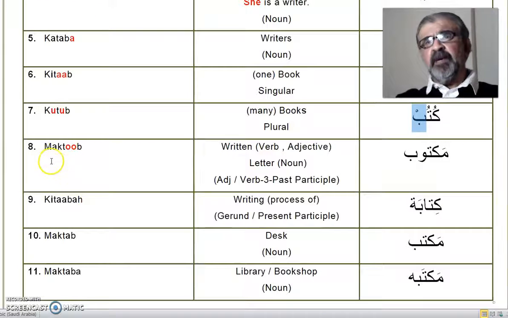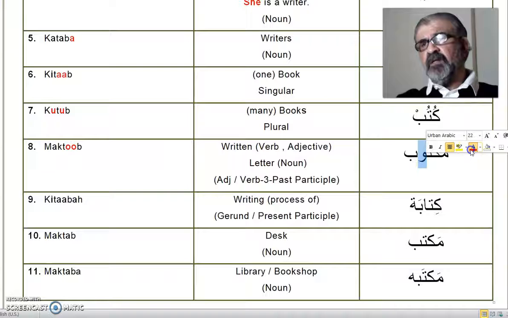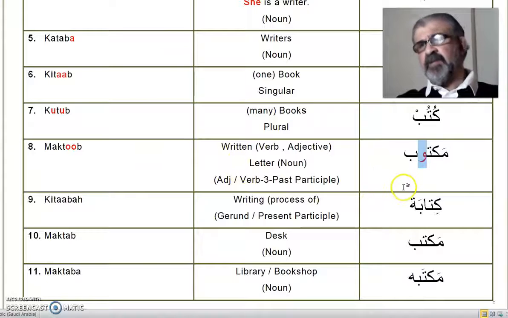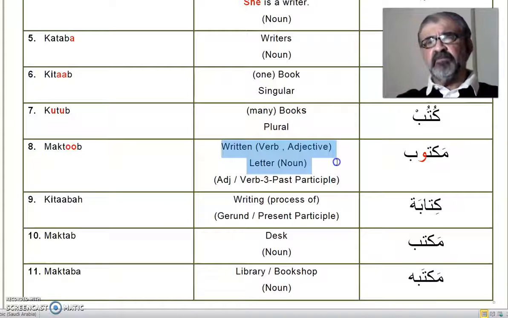Number 8, when I say maktub, that's a long vowel. Okay? This could have more than one meaning in English actually, and the same in Arabic. It could be an adjective, it could be a noun, and it could also be a verb. In English, when I say maktub, it could refer to the word written, which could be a verb or an adjective. Or it could be a noun, meaning letter.